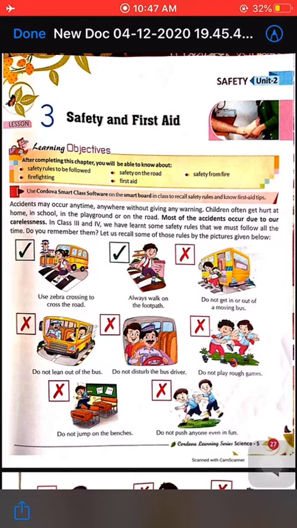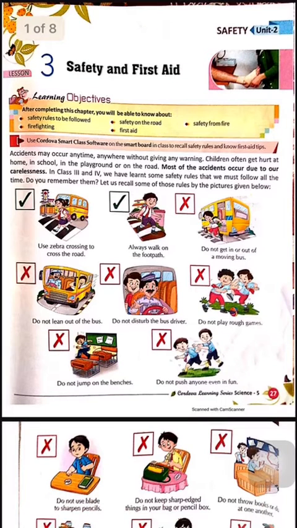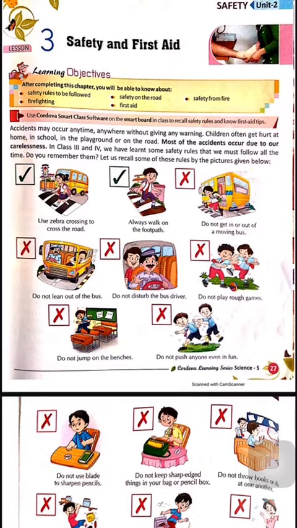You have already studied this in the previous classes, but in this class you will study it a little more precisely and with more explanation. So let me start. Accidents may occur anytime, anywhere without giving any warning. Children often get hurt at home, in school, in the playground, or on the road. Most of the accidents occur due to our carelessness.